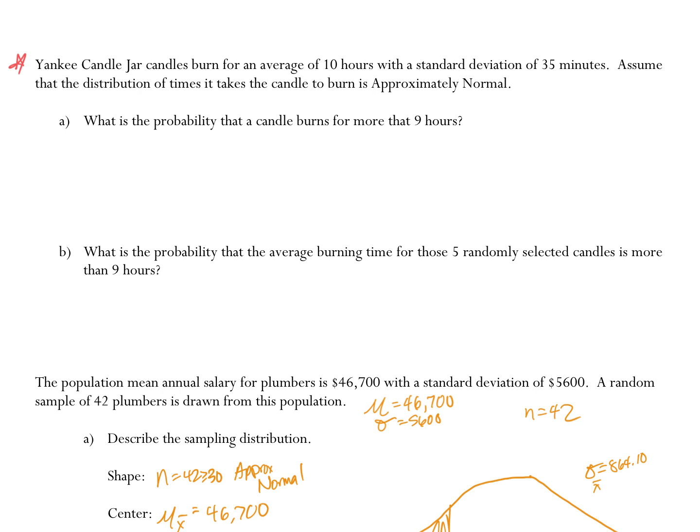I'd say the likelihood is greater than 50%. Considering its average time is 10, what's the probability that it burns more than 9? If it's on average hitting 10 hours, I'm going to assume it's almost guaranteed that it's going to hit 9 hours.